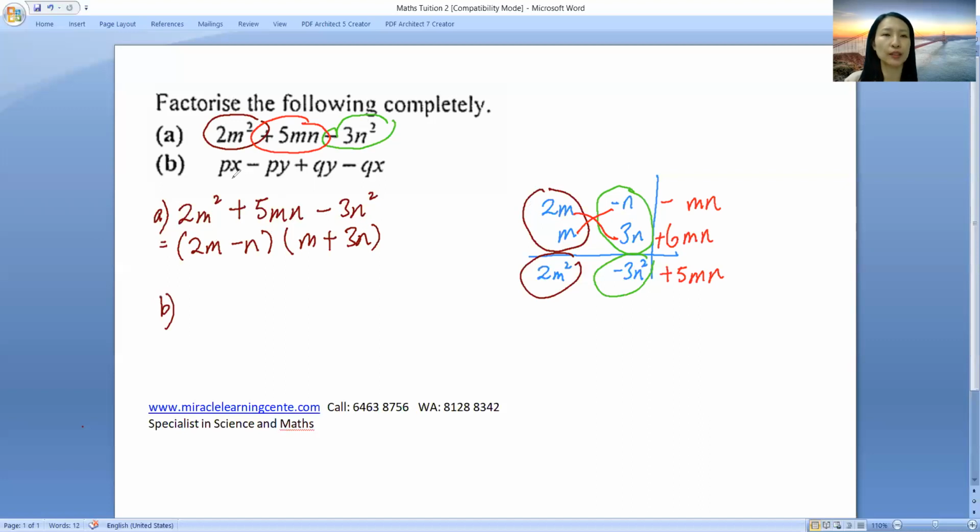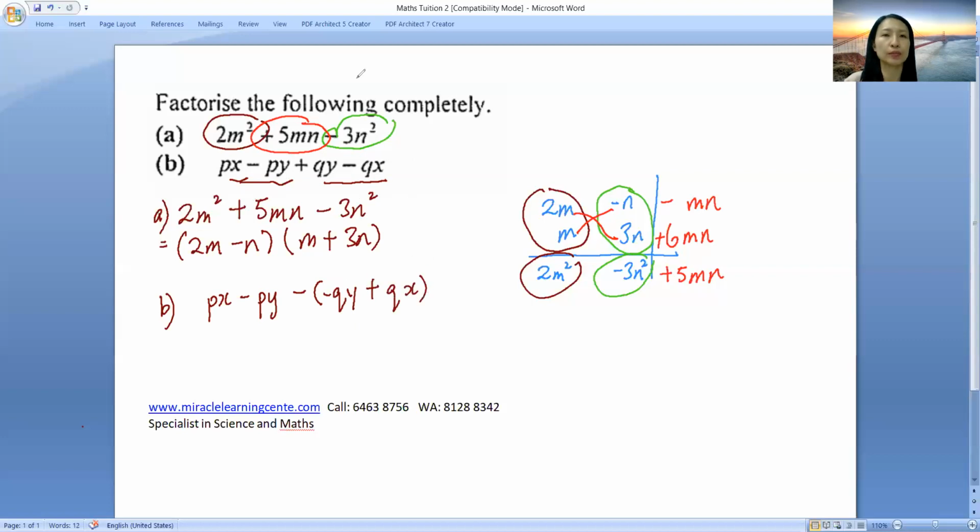Second one, take a look at this. x minus y. This one is y minus x. Looks quite similar, but not exactly the same. So let's try to change this to x minus y. So it looks like it's the same as the one in front. So we have px minus py. We want to put a negative in front. So this will become negative qy plus qx.